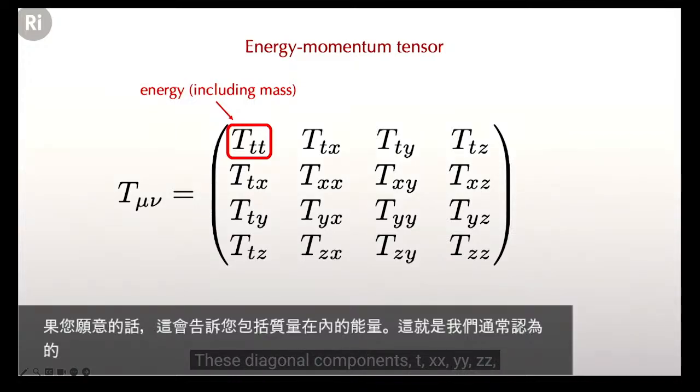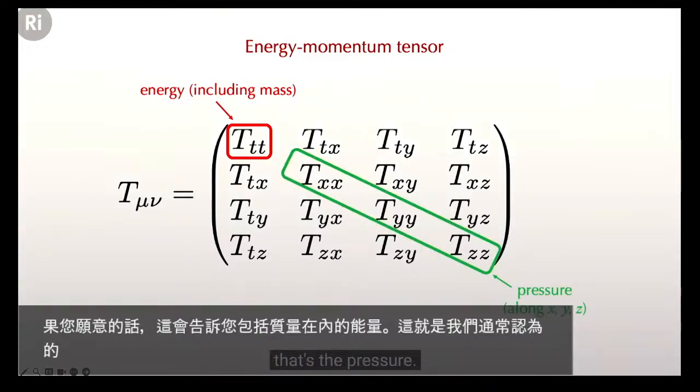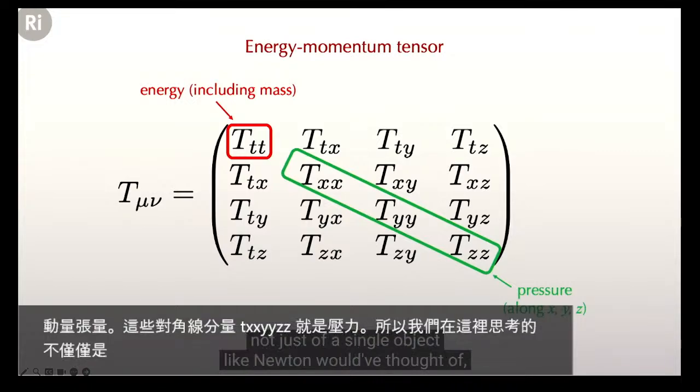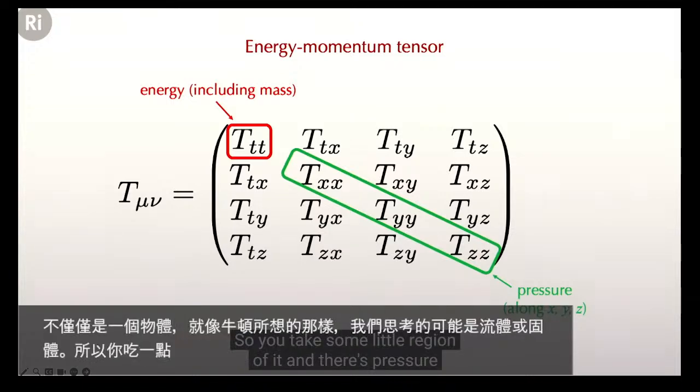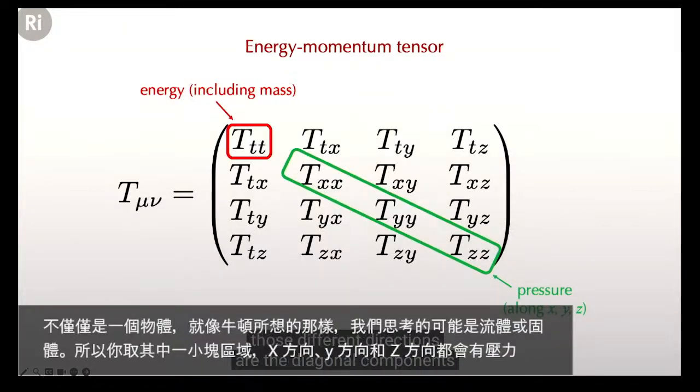These diagonal components, Txx, Tyy, Tzz, that's the pressure. So we're thinking here not just of a single object like Newton would have thought of, we're thinking of maybe a fluid or a solid. So you take some little region of it and there's pressure in the x direction, the y direction, the z direction. Those different directions are the diagonal components of the energy momentum tensor.